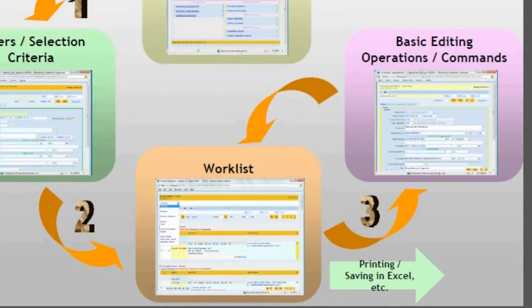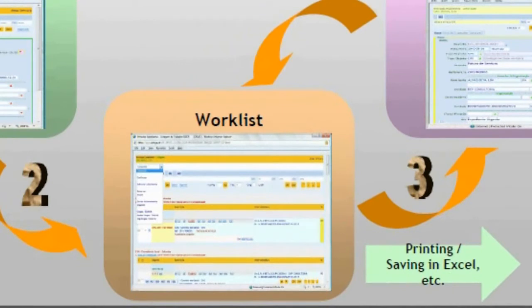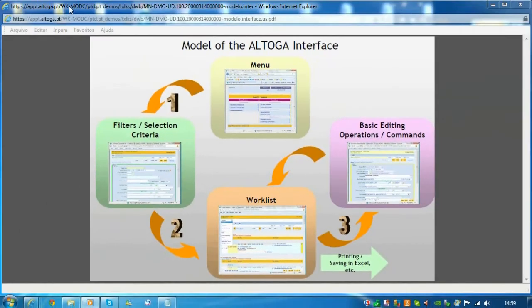And most of the time, we will be working on this list by executing editing operations and commands. Therefore, despite being an informative list and used most often for visualization, printing, and saving purposes, it is commonly referred to as work list. This is the essence of our model.